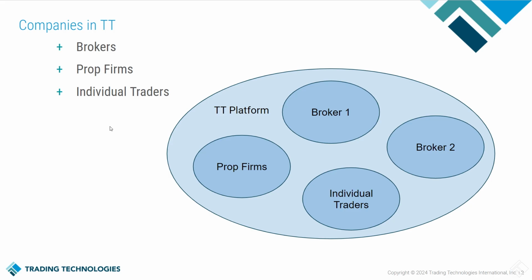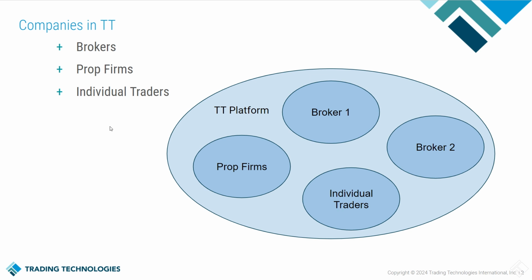As I mentioned, we do want to clarify a couple of terms that we use, and we'll be using these throughout the webinars. So from here, we're talking about companies specifically in TT. On the diagram here, we have the TT platform overall, and then we have smaller circles representing individual companies. So we have individual brokers, we have prop firms, individual traders, and each one of these belongs to a specific company. Now, a company is really just a group of users, accounts, and connections that are all grouped together, and it has an administrator that can go in and reconfigure or create users and accounts that belong to that particular company.